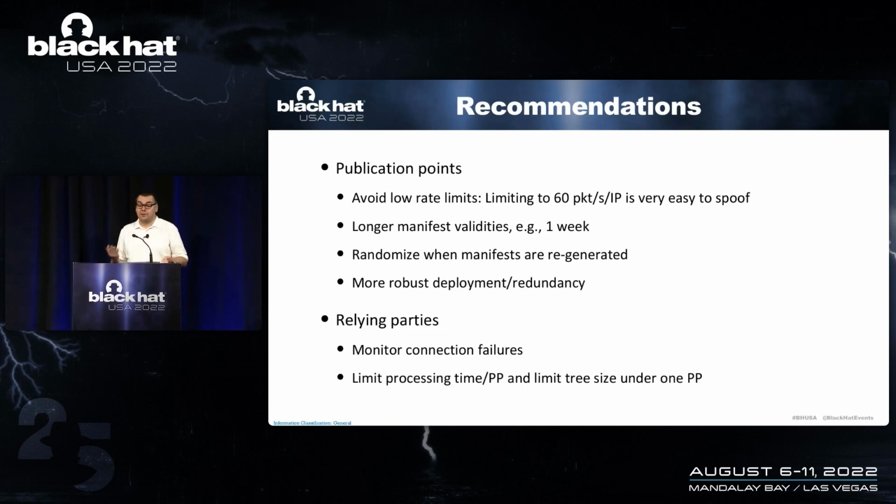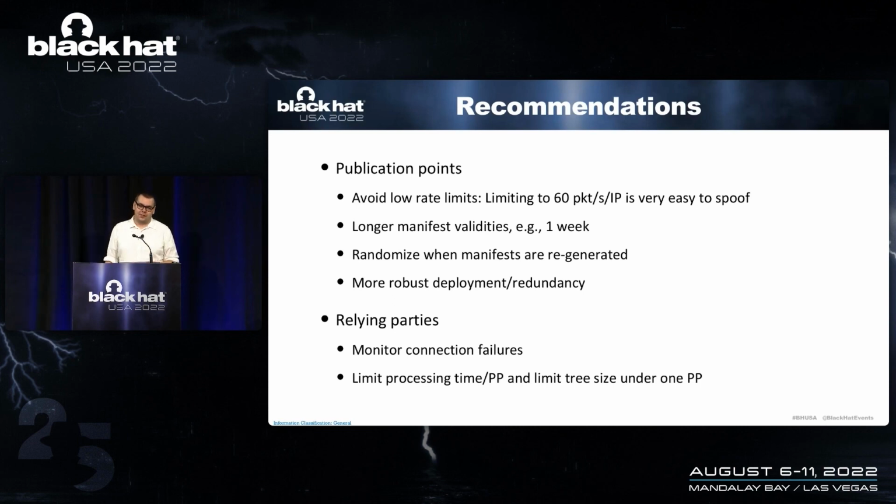Coming from that summary, we also have some recommendations on what you can do against the attack, in basically 2 groups. If you operate a publication point, you first should avoid really low rate limits. For example, a rate limit of 60 packets per second per IP is probably enough for real operation, but from an attacker's point of view, it's very easy to spoof. And nobody notices, 60 packets per second is nothing. If you have a firewall or an IDS, it might show up there, but it doesn't affect anything. Going from 60 packets per second to maybe 1,000 packets per second is probably enough to defend against denial of service, but it makes the attack I presented a lot harder.